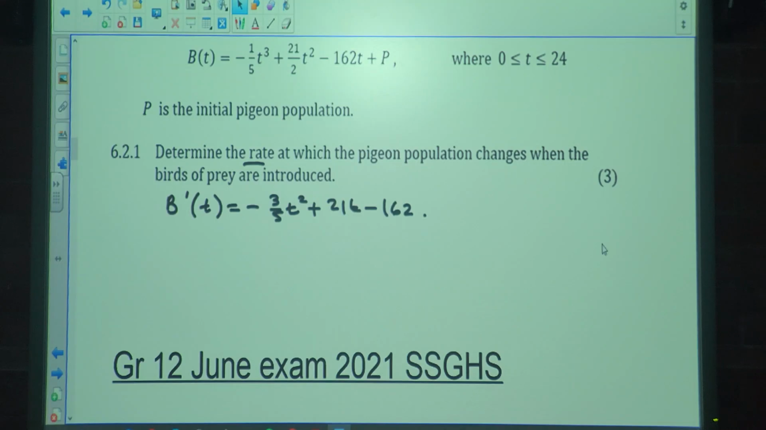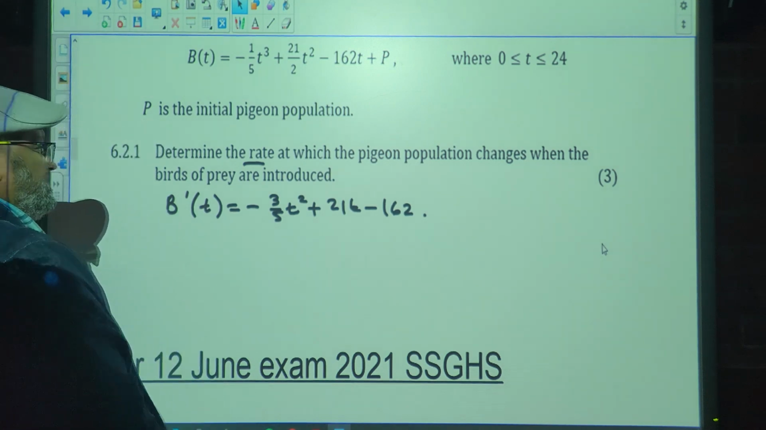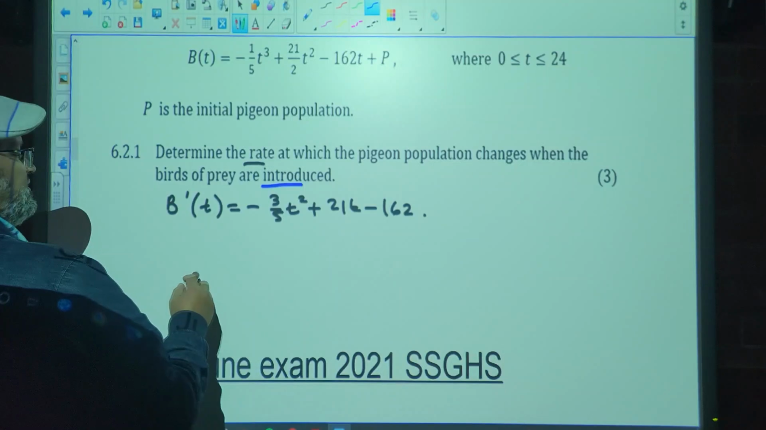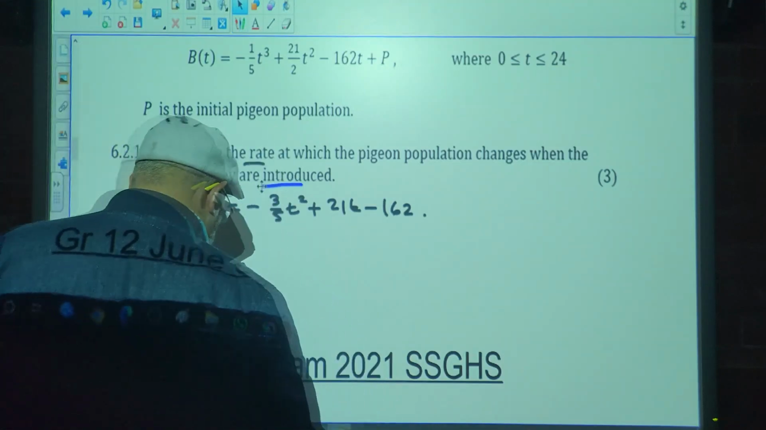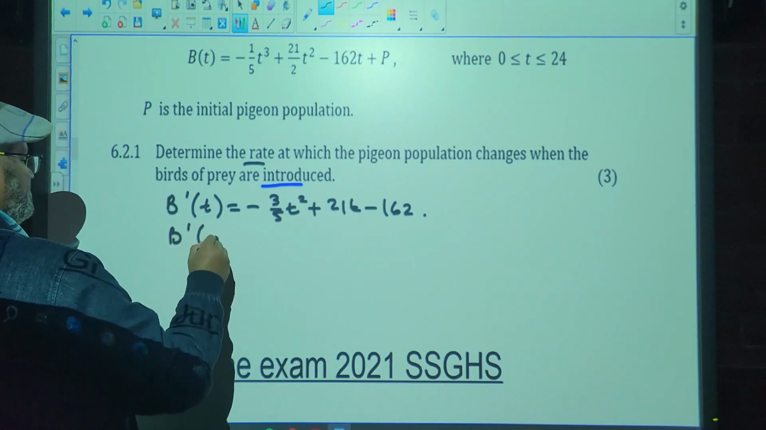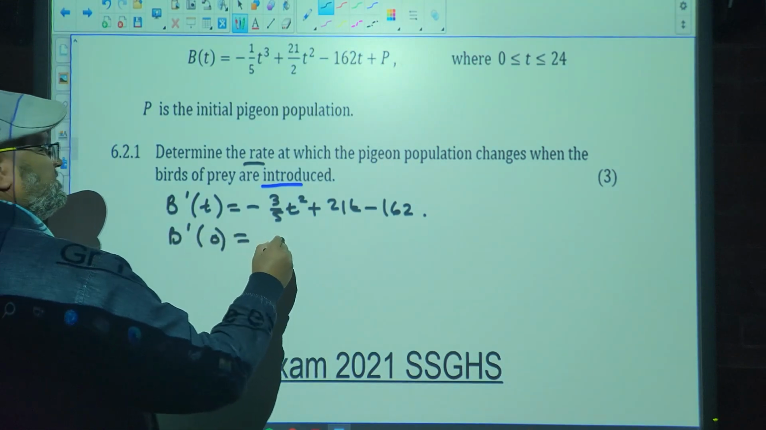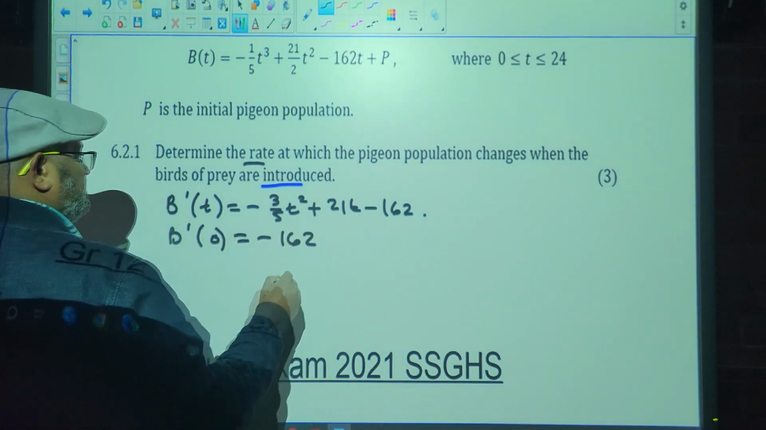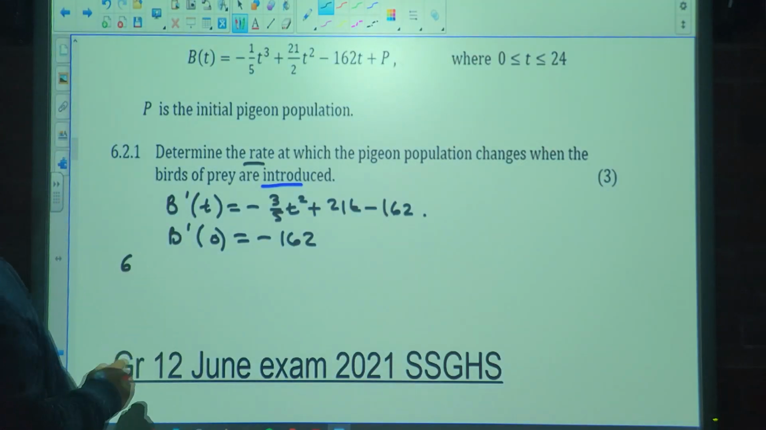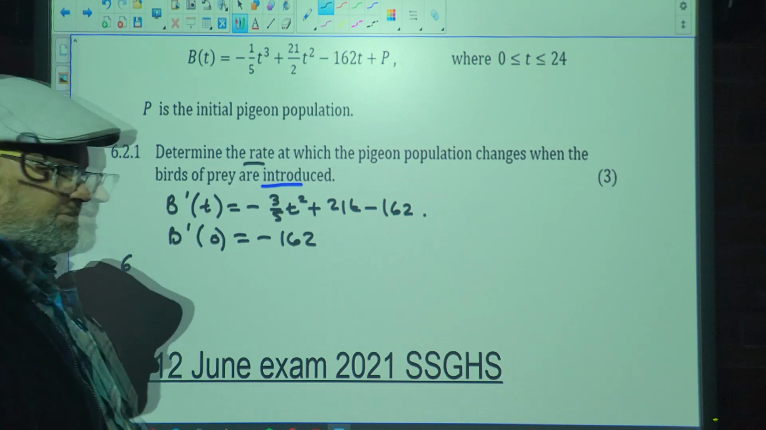Determine the rate at which the population changes when the birds are introduced. So introduced is basically initial. So when introduced, your time of course is going to be 0. So P dash of 0 is equal to negative 162. Let's look at the next question.